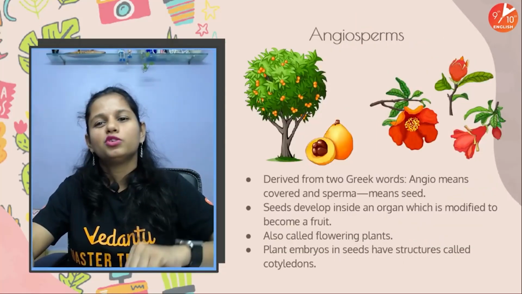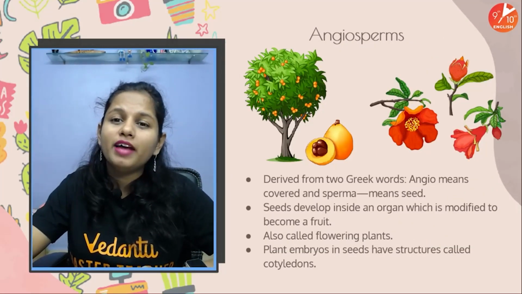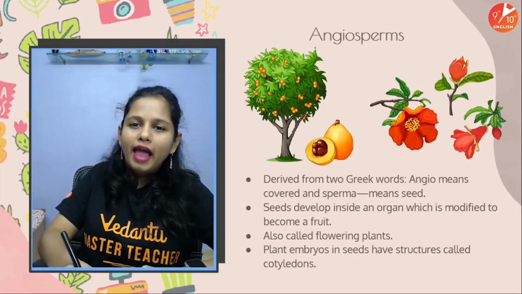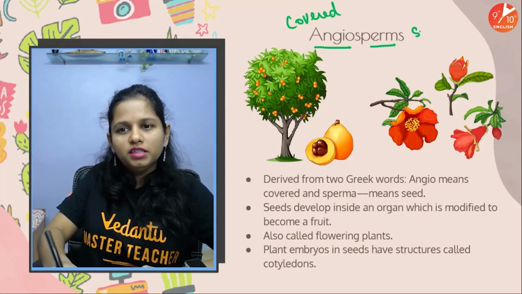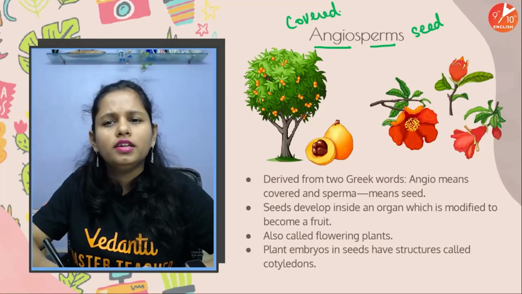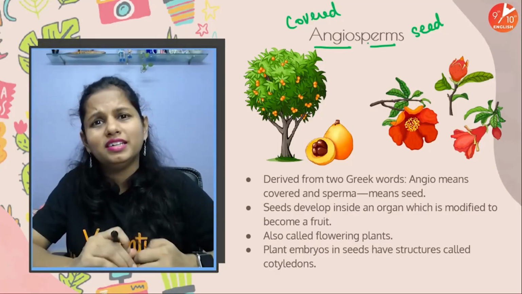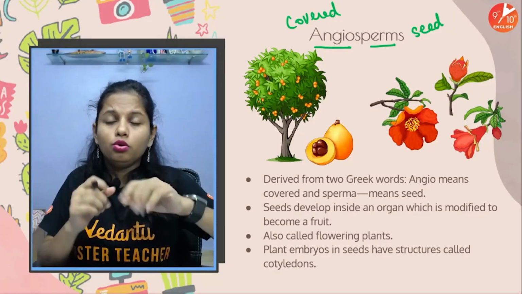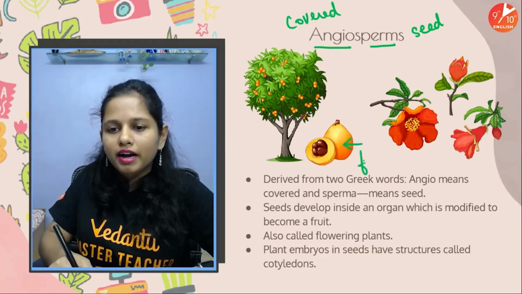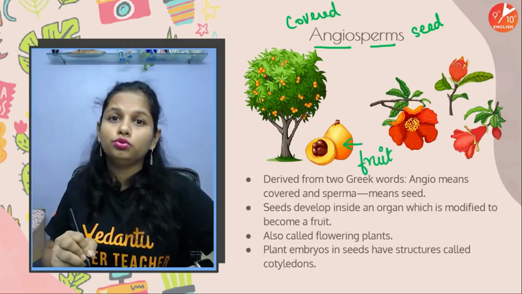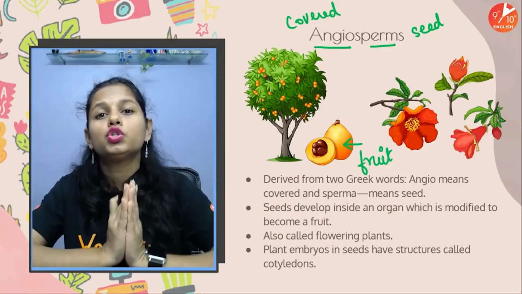So these are gymnosperms. Now, let's talk about angiosperms. Angios means covered and sperma means seed. So what is covered? The seed is covered. But how is a seed covered? Do seeds wear clothes? No. The seeds are covered by a fruit. So seeds are enclosed within the fruit.